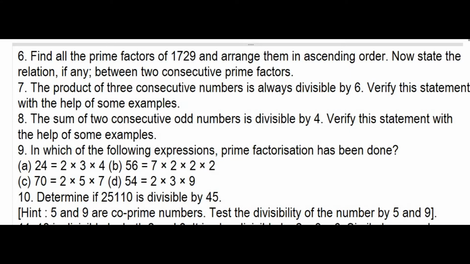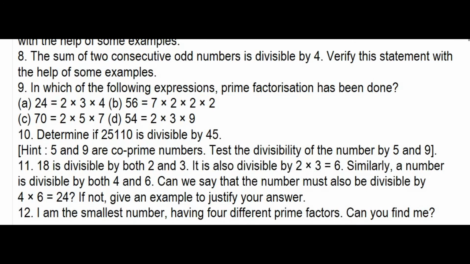So these are the questions we are going to solve. And what is the sixth question? We already solved up to 5 questions. In the previous classes we completed factor trees, how to do prime factorization and divisibility rules. All these things we completed. And now we are moving on to the sixth word problem. Find all the prime factors of 1729 and arrange them in ascending order. Now state the relation, if any, between two consecutive prime factors. So we are just going to find the prime factors of 1729. Okay, so we'll start finding.